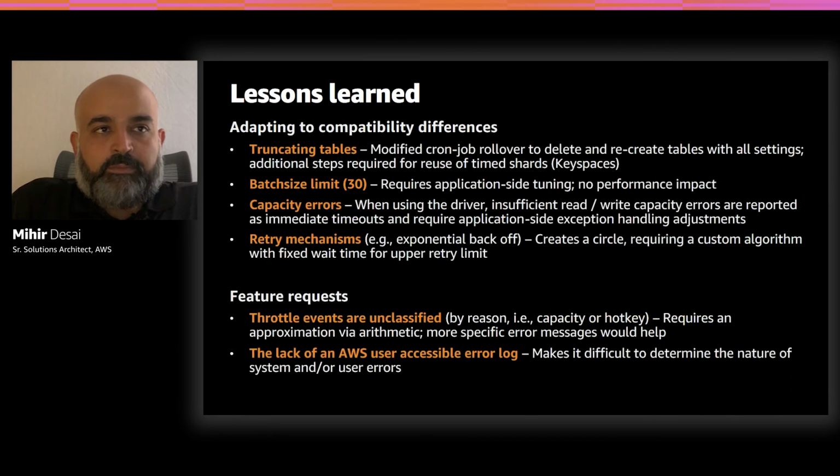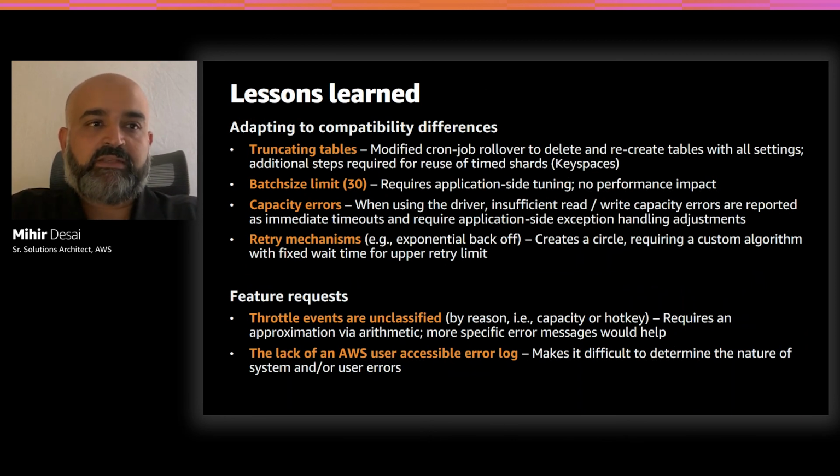So let's spend a couple of minutes talking about lessons learned and feature requests that PwC specifically is waiting for. So truncating tables: this is a workaround that PwC had to put in place for the TTL feature that we just discussed in the prior slide, which is on the roadmap of the Keyspaces team to be coming out in the near future.